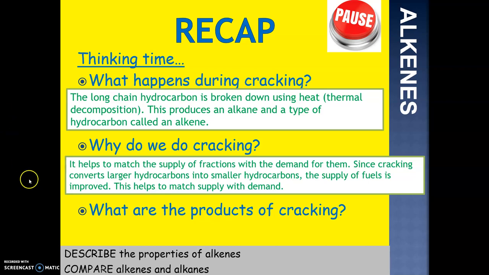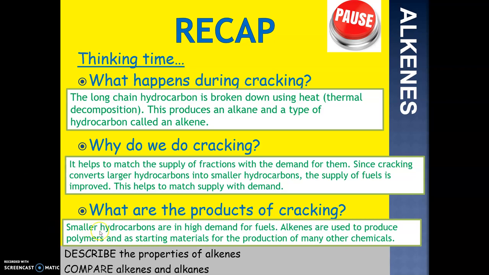And the final bullet point, what are the products of cracking? Well, the small hydrocarbons are in high demand for fuels, so they're very high demand. Alkenes are used to produce polymers as well, and to make plastics, and starting materials for the production of many other chemicals in pharmacies and petrochemical uses as well. So if you just want to add those in, guys, and then we'll move on to the next part.